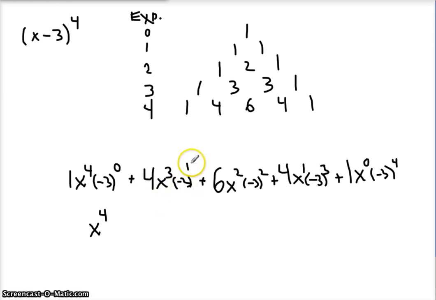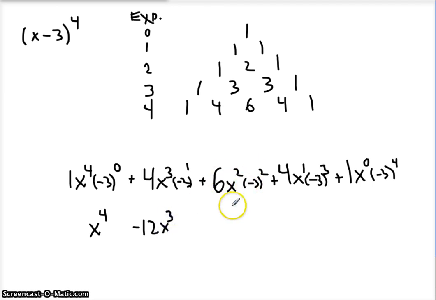All right, so now to the second term here. Now I have negative 3 to the 1. Well, we know that anything to the first power is just itself. So in this case, that's going to be just negative 3. Well, since I have 4 and I have negative 3, I can actually go ahead and multiply those together, and I get negative 12, okay? I get negative 12. So I have negative 12, and I still have my x to the third right there, okay?